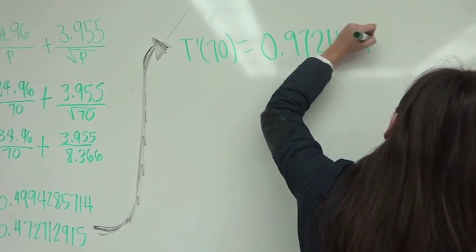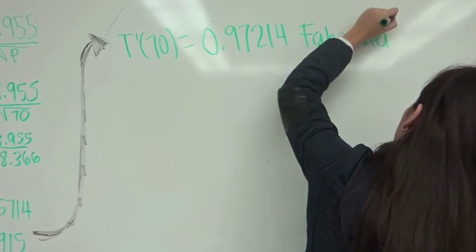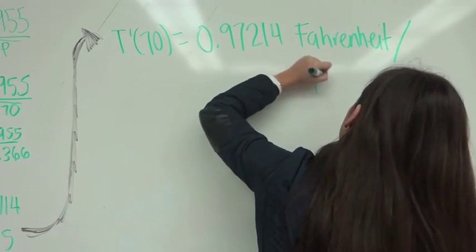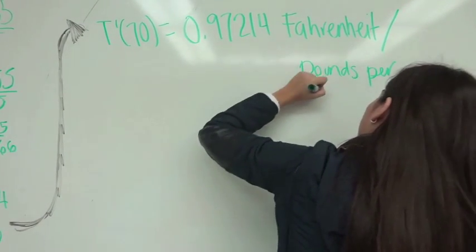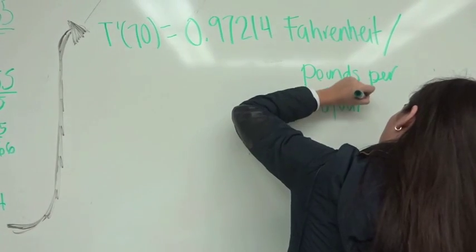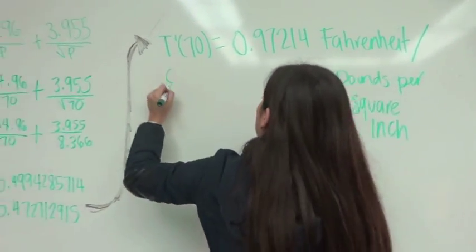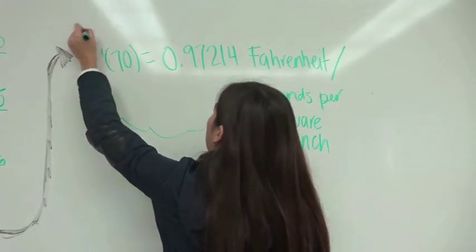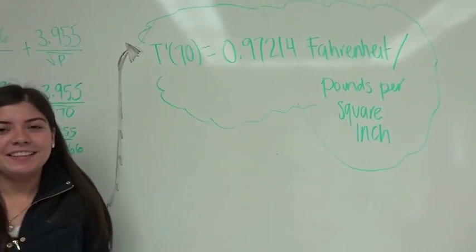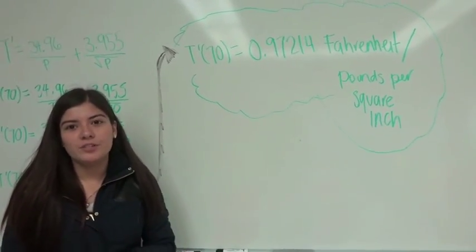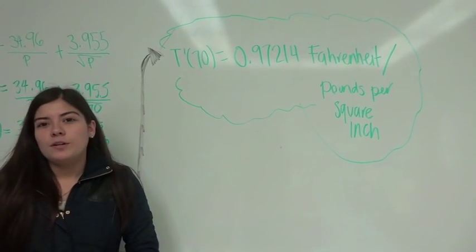Its units will be Fahrenheit over pounds per square inch. So here we can see that the rate of change when pressure is 70 will be 0.97140.